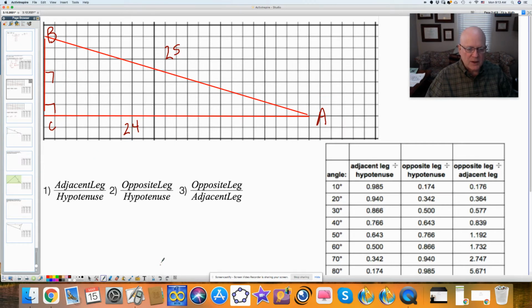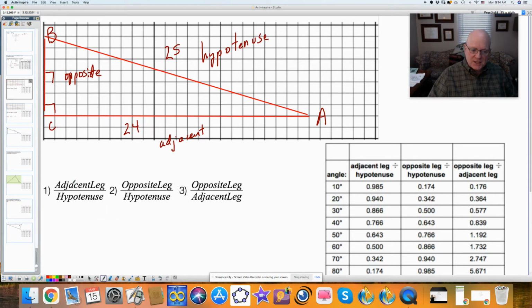I'm going to say this is my opposite side, which is 7. This is my adjacent leg, and this is my hypotenuse. And when you do these types of problems, I strongly urge you to write opposite, adjacent, hypotenuse, or OAH, to make sure that you label the sides correctly.